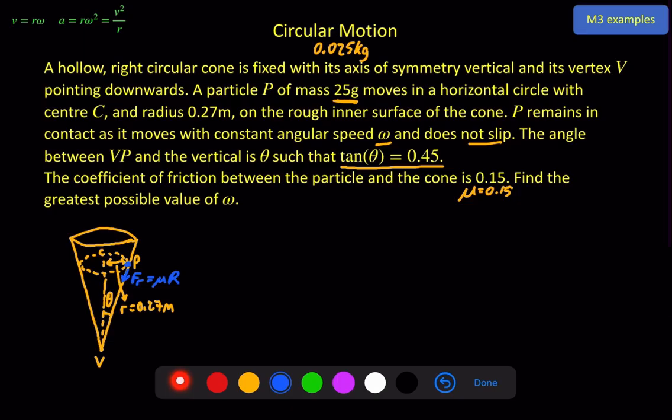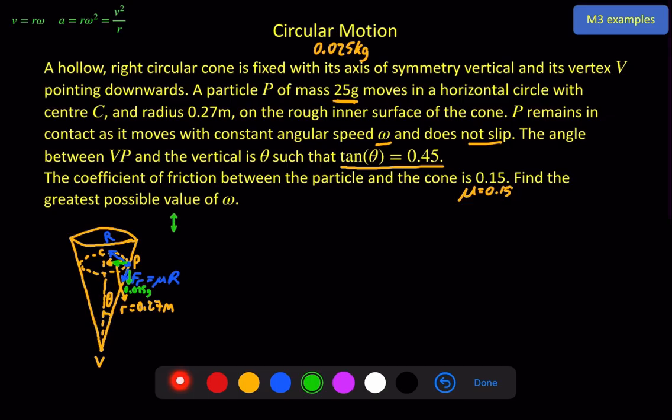R, of course, is perpendicular to the surface of the cone, the normal reaction force. Often in statics we would resolve parallel and perpendicular to the plane, but we still need our horizontal force for F equals ma towards the center of the circle, and we still have the weight acting vertically downwards, 0.025 g. This way, our inward force produces our acceleration for the circular motion. So still stick with horizontal and vertical here.